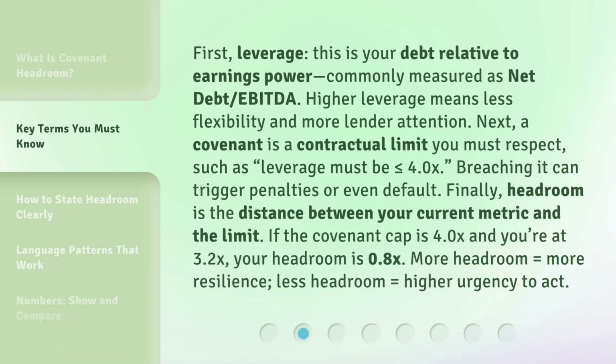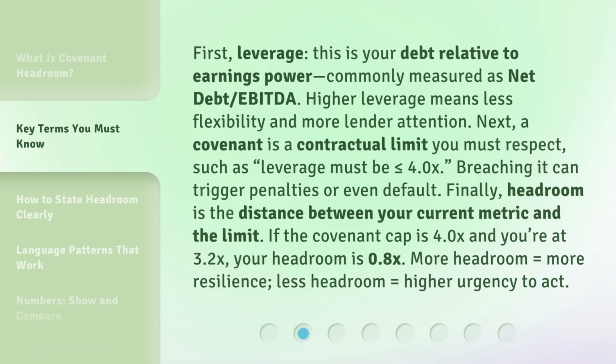First, leverage. This is your debt relative to earnings power, commonly measured as net debt/EBITDA. Higher leverage means less flexibility and more lender attention. Next, a covenant is a contractual limit you must respect, such as leverage must be less than or equal to 4.0x. Breaching it can trigger penalties or even default.